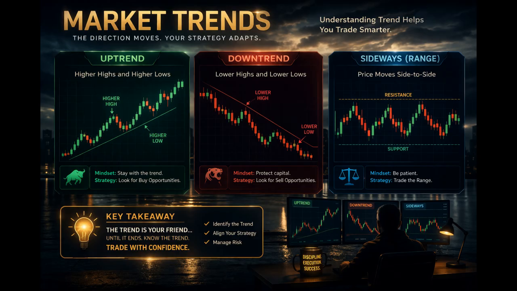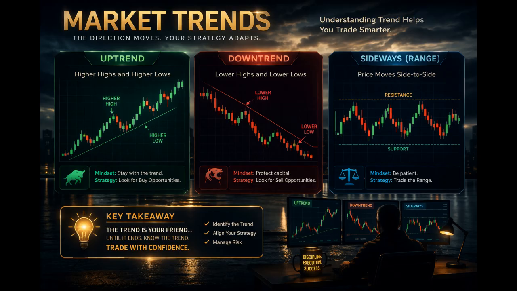Uptrend. An uptrend occurs when price consistently forms higher highs and higher lows over time. This pattern indicates that buyers are dominating the market and pushing prices upward. For example, Bitcoin moves from $65,000 to $68,000 to $70,000 to $72,000. Traders often look for buying opportunities during uptrends.